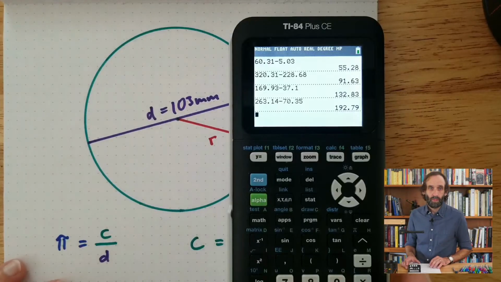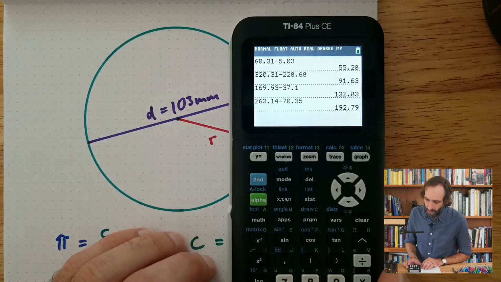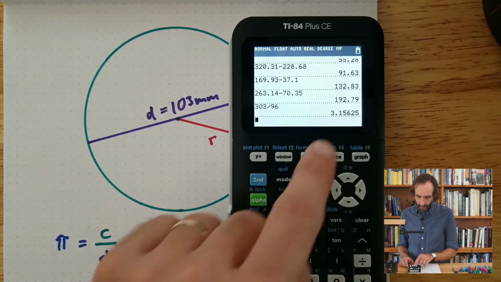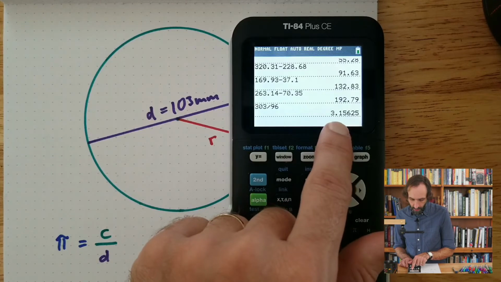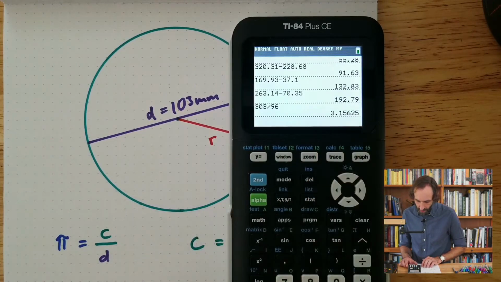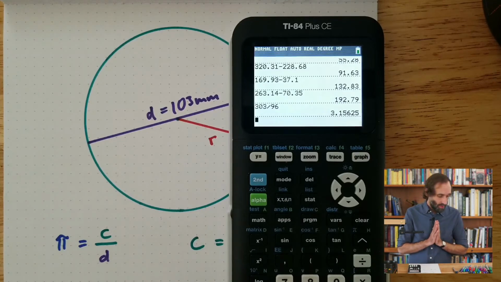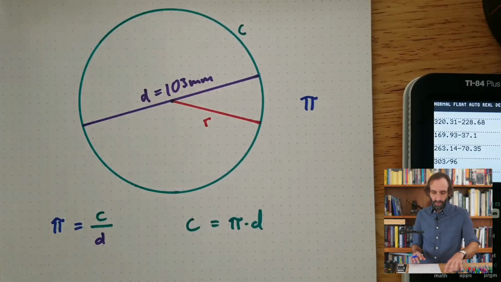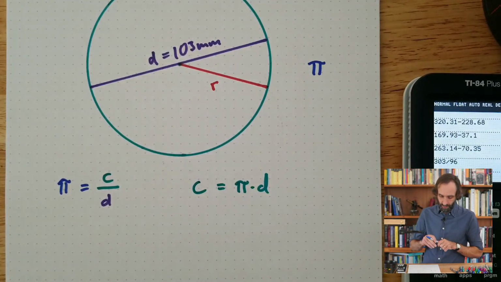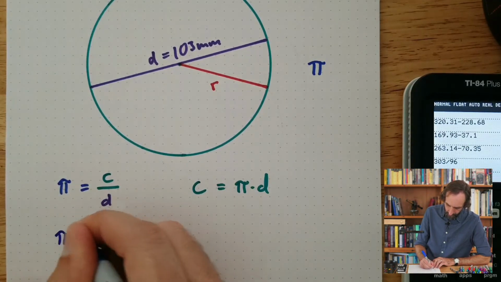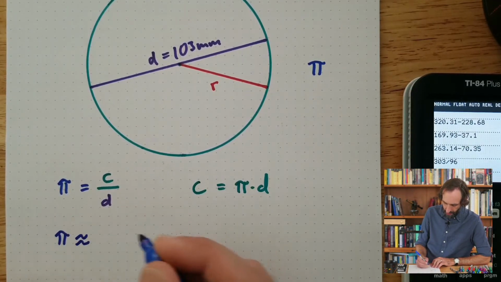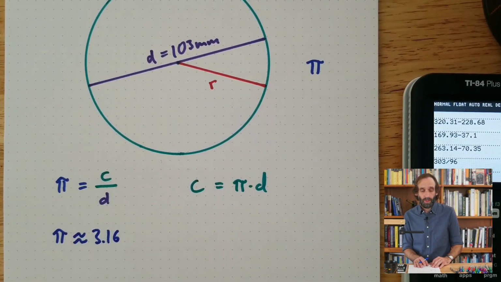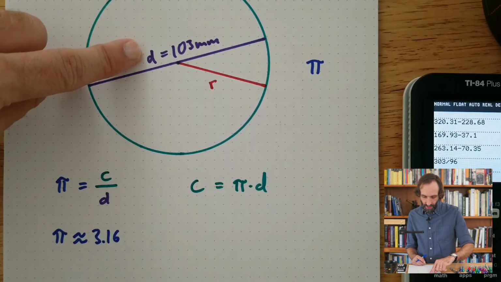Hang on. All right, let's do that calculation again. So what was it? 303 divided by 96, and we get this number right here, 3.15625. If I abbreviate that to the nearest hundredths place, what that's going to give me is the following value for pi. I'm going to get that pi is approximately equal to 3.16.